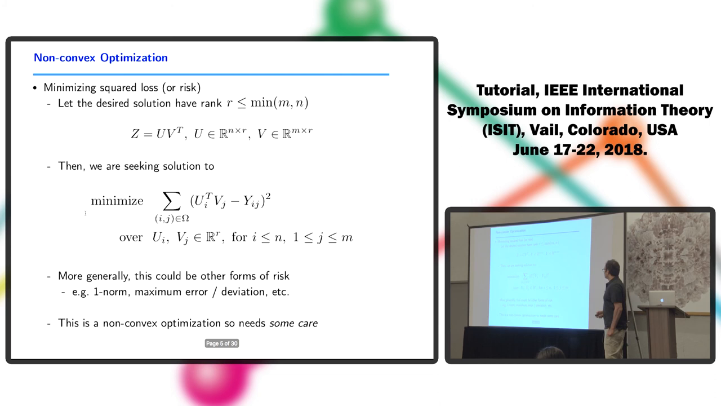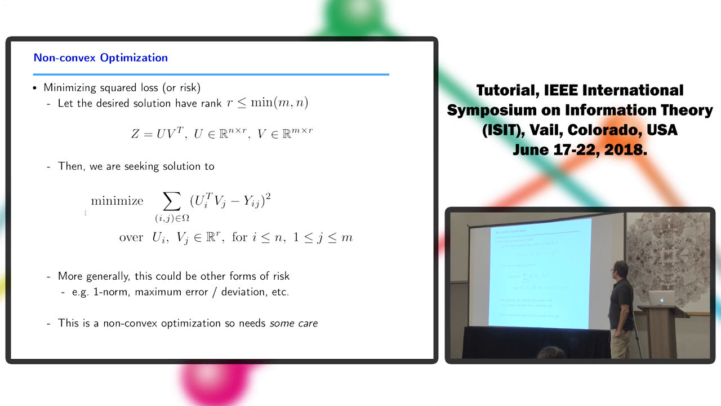All right. So with that, let's go to the non-convex formulation. Just to remind ourselves, let's assume that we know that the underlying ground truth matrix has rank R. Then all I want to do is find left singular vectors and right singular vectors, or U V transpose, such that U is an N by R matrix, V is an M by R matrix, and it minimizes this squared error.